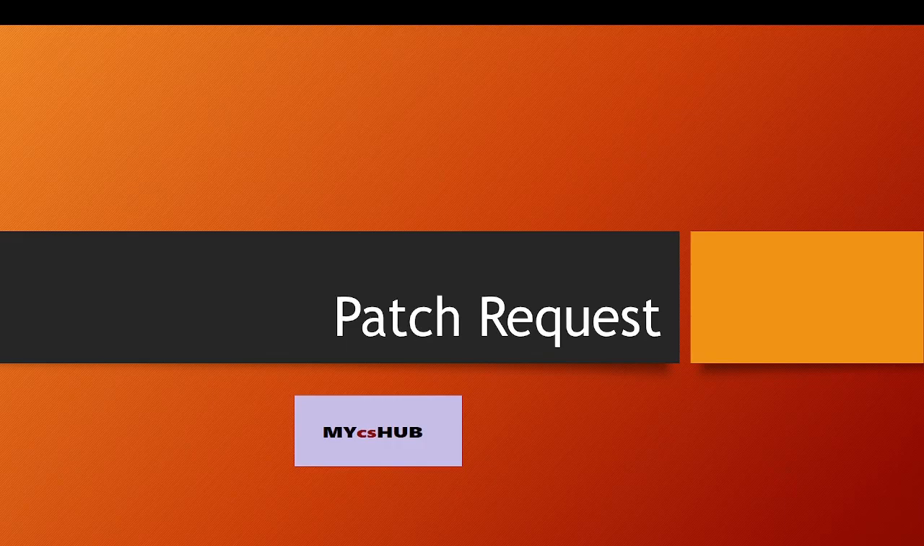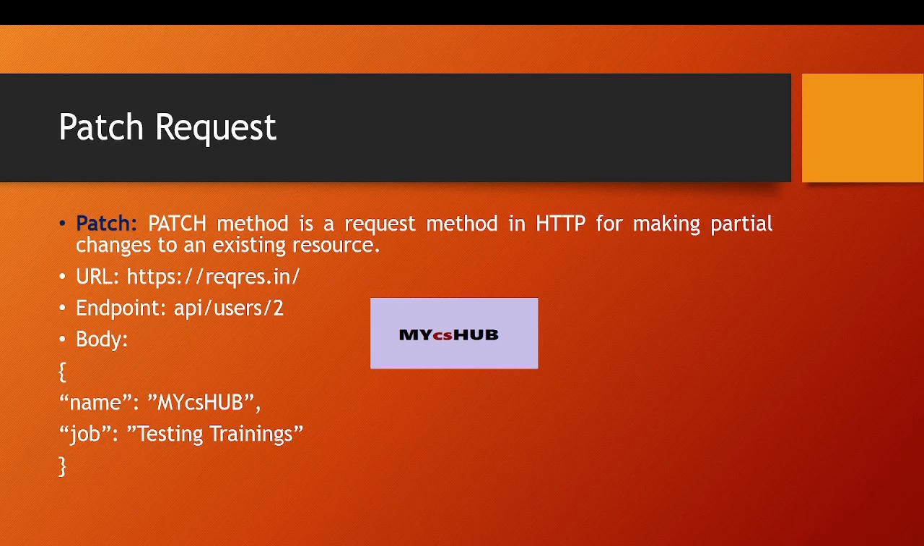Hello friends, today our topic is patch request. So patch method is a request method in HTTP for making partial change to an existing resource. So you don't need to provide each detail with the patch request. The changes you want to make, just provide those details with the user's ID in the base URL and that's it. You can make the changes you want.